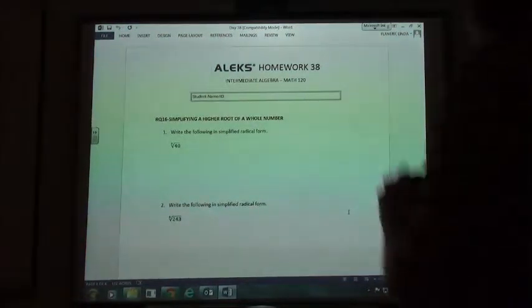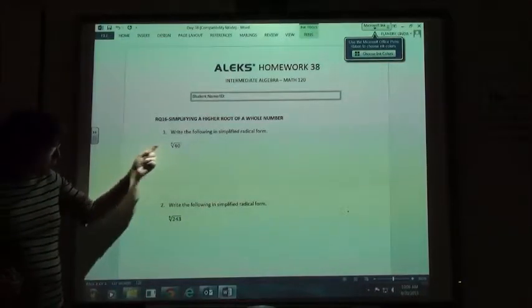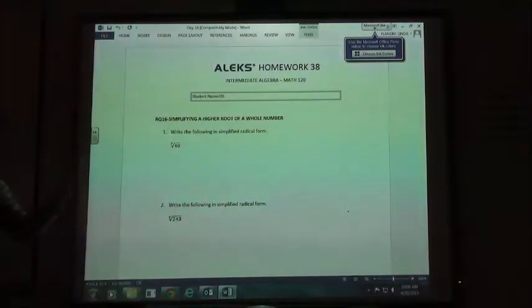So on homework 38, we're going to simplify higher roots other than just square roots. We're going to have cubed roots, fourth roots, and fifth roots. I just put one example of each kind. But the same kind of thing that we did with our square roots, we want to do with our cubed roots.